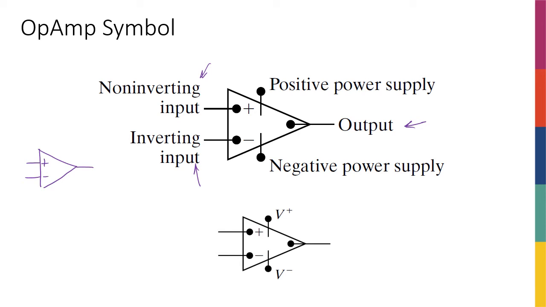Sometimes we show them, sometimes we don't, right? If you don't show them, it doesn't mean that they're not there. They're there. We just implicitly assume that, well, it's there, right? What are these things? It's basically the positive power supply and the negative power supply.